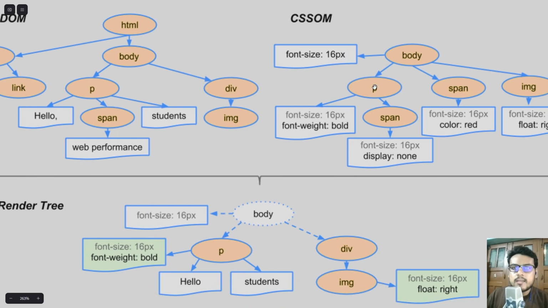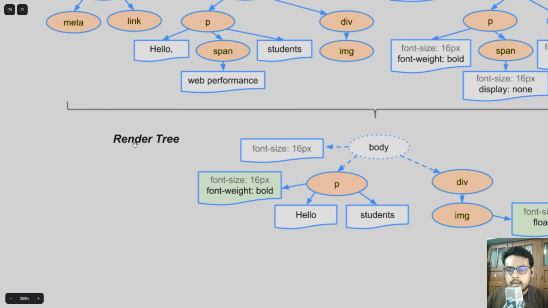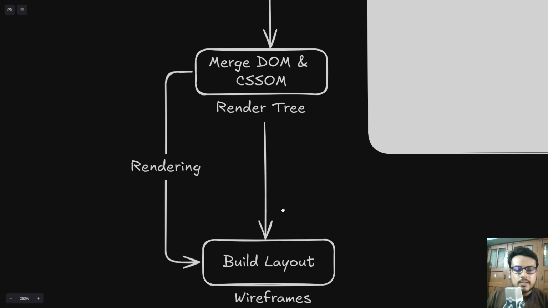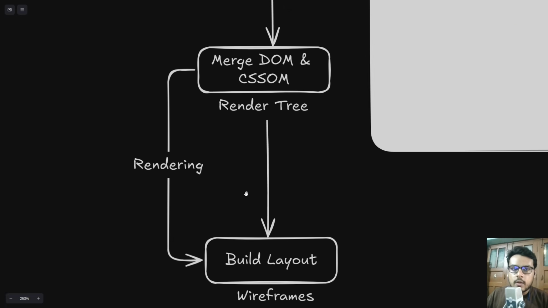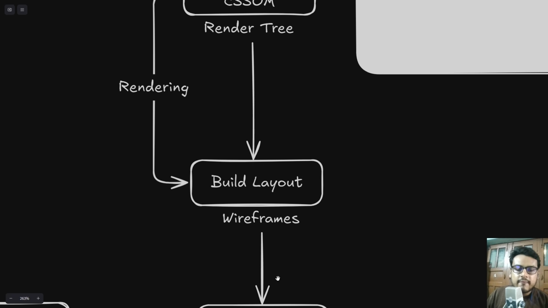Okay, now I have to say that instead of 16 pixels some other font style had come. Now this is what it is. Now I have done, I will again combine DOM and CSS and then I will make a render tree again. So this is where CSS is render blocking. Now once you get the render tree, you start building the wireframes of the page.